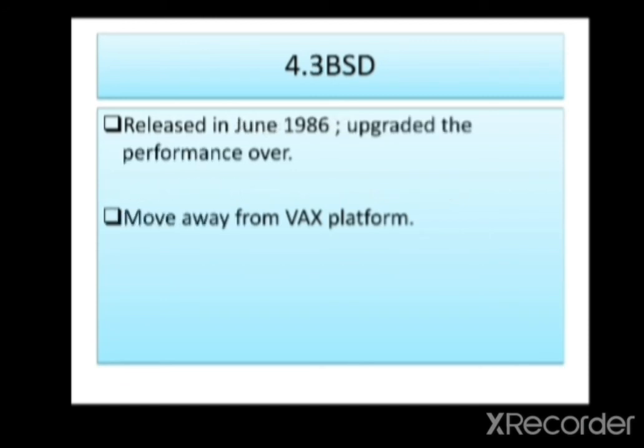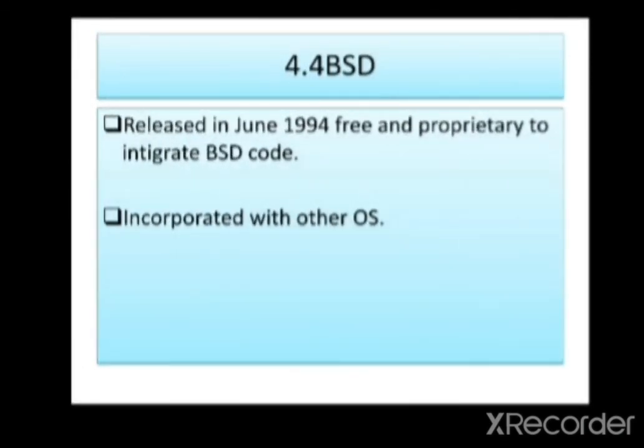Now 4.3BSD. In June 1986, 4.3BSD was released. The main changes were to improve performance over 4.2BSD and 4.1BSD. After 4.3BSD, it was resolved that BSD would move away from the VAX development platform. Now last is 4.4BSD. In June 1994, 4.4BSD was released.